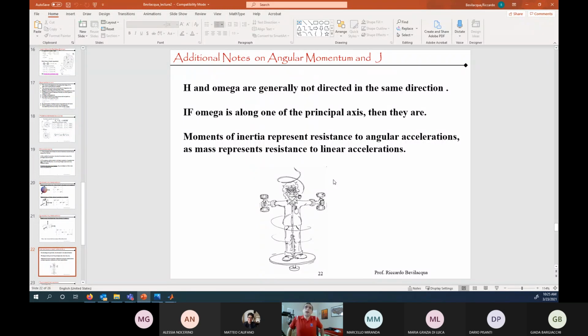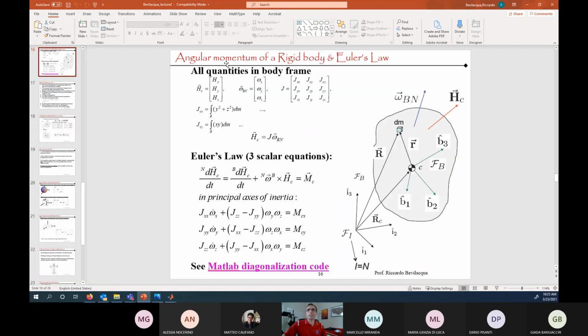Additional notes on angular momentum and J. The angular momentum and omega are not usually directed in the same way. I'm going back to this slide here, slide 16. See here, H_C and omega are on purpose pointing in different directions. And that's usually the case, unless you have a very special J, a diagonal J where the values on the diagonal are all the same, in which case it's just a rescaling of omega through this expression here, H equals J omega, but that's rarely the case.